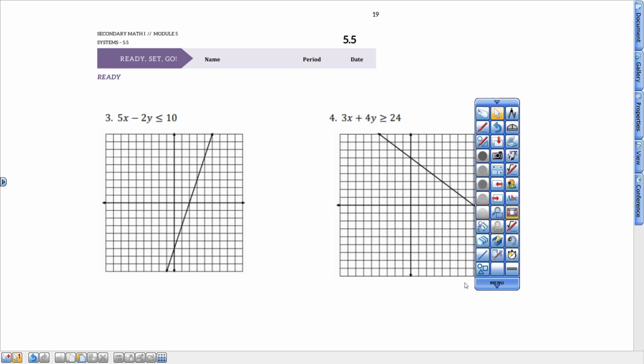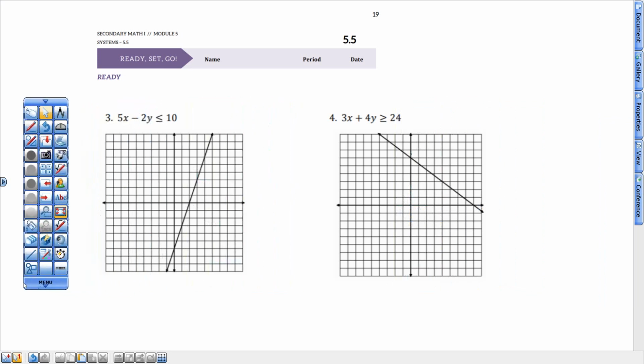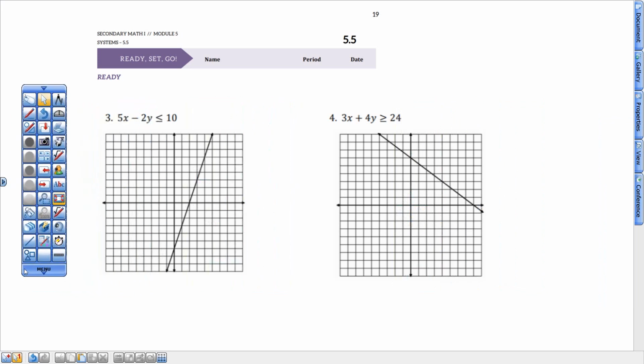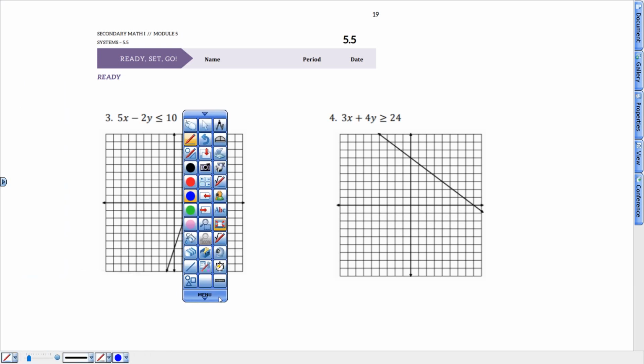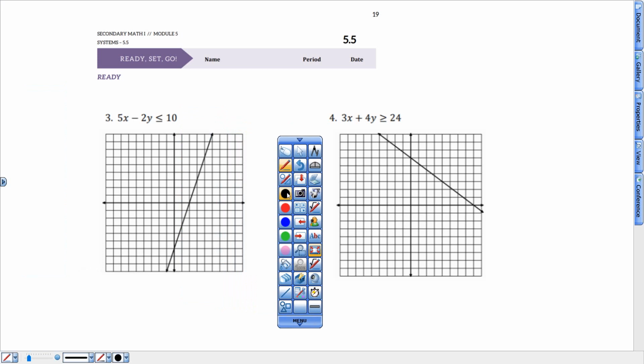All right, these are showing inequalities that are not ready to graph yet. You need to solve these for y first before you graph them. So find this page, look at 3 and 4. This is how I'd like you to do them. Take those inequalities and solve them both for y, knowing those steps. I'm going to show this right here.